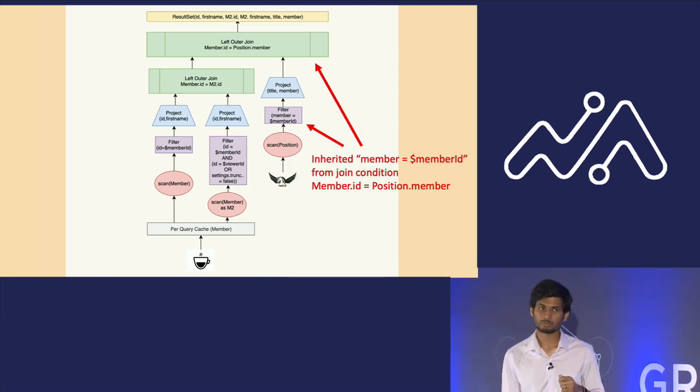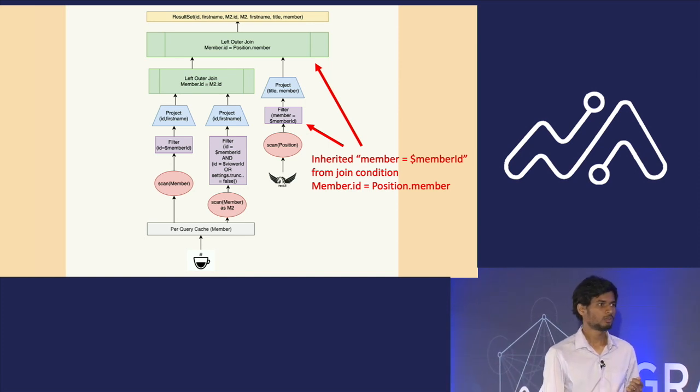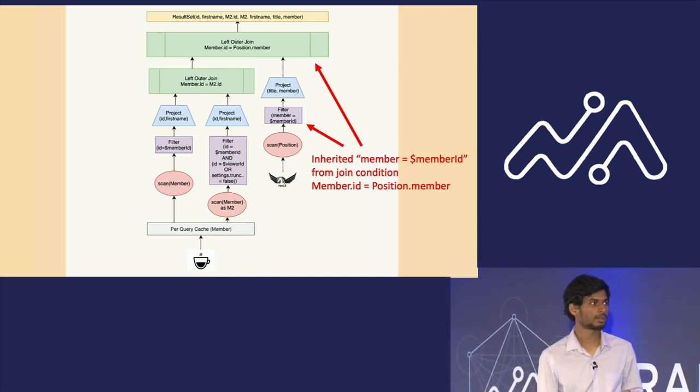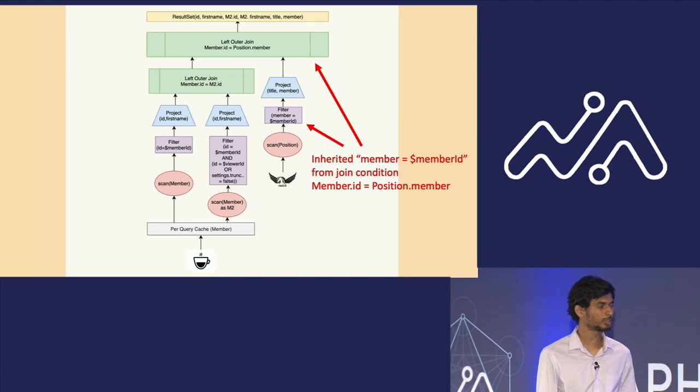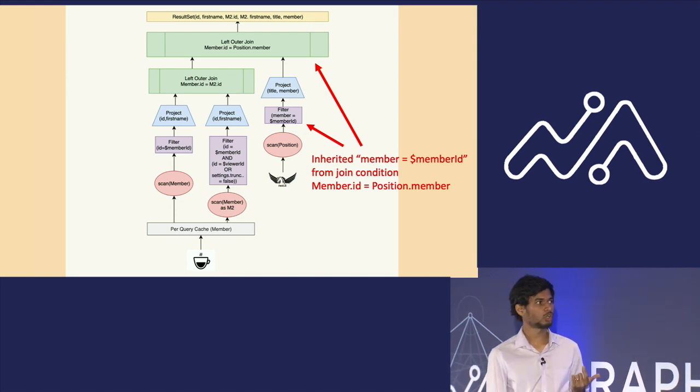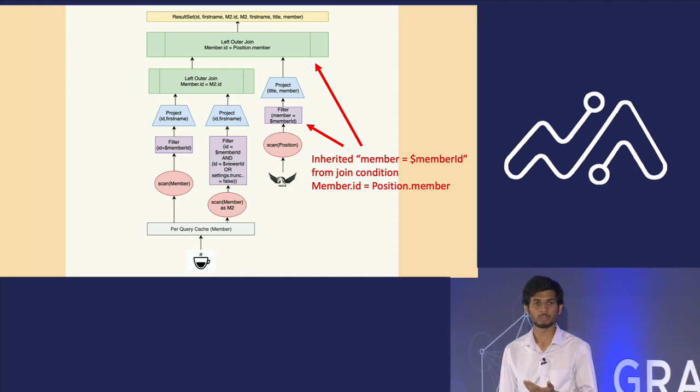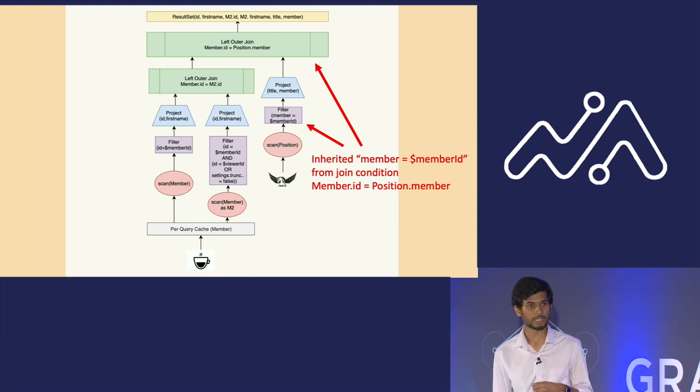We can do the same thing for position. We are going to a REST API. Without filters, the REST API can't return us all the positions. That's not feasible. So we looked at the join condition. The join condition says member ID equal to position member, and we pushed that filter predicate down.